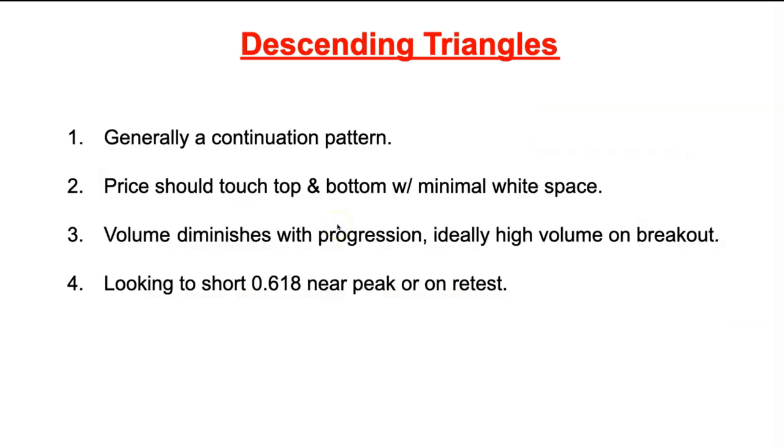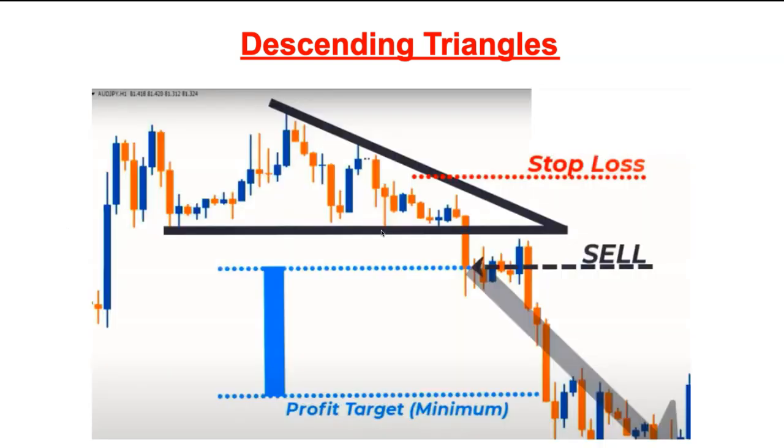Another key important point is that volume diminishes with the progression, and ideally there's high volume on the breakout. And in terms of entry, an approach is to enter at the 618 retracement from the starting point here to the low point of the flat support of the descending triangle. But you might not get that perfect entry. A more conservative approach is to wait for the breakout and then short the retest for a descending triangle. But again, there's no guarantee of getting an entry in this context because the breakout might happen in really high volume.